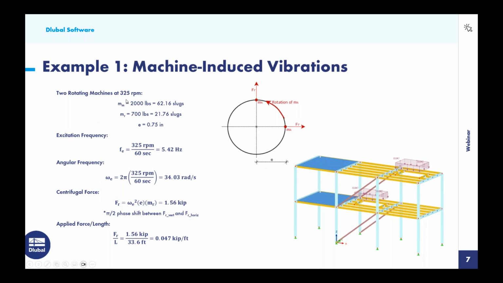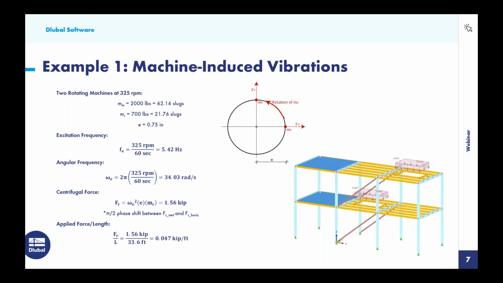So these machines are operating at 325 rotations per minute. The mass of the machine is 2,000 pounds, or converted to 62.16 slugs. The mass of the rotor is going to be 700 pounds, which converts to 21.76 slugs. And the rotor is going to be operating at an eccentricity of 0.75 inches. Therefore, we want to calculate the excitation frequency here.